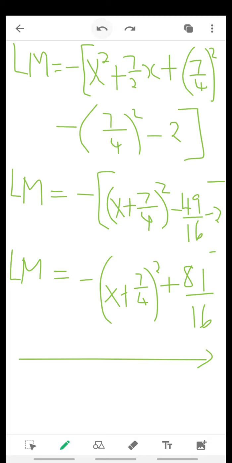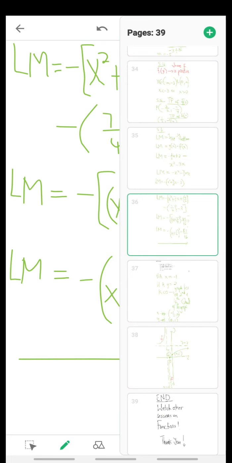over 16, you'll get it when you punch in your calculator. Minus 49 over 16 minus 2. Then you multiply by the negative, and when you distribute it, you'll get the same answer. Very, very important.